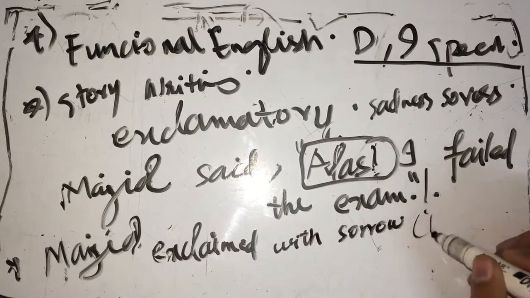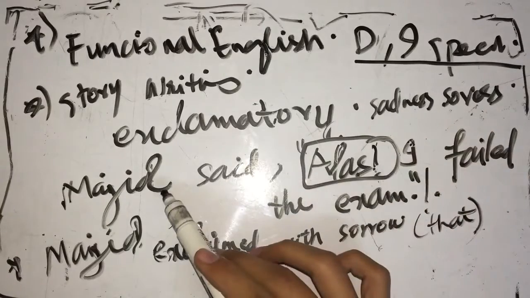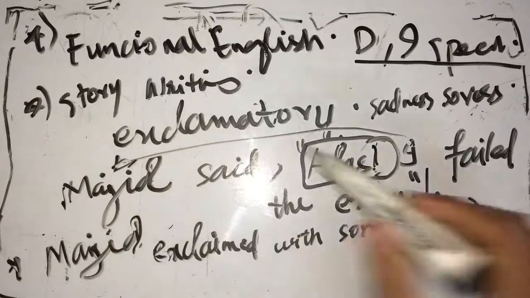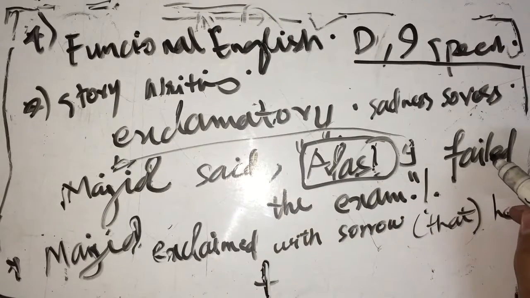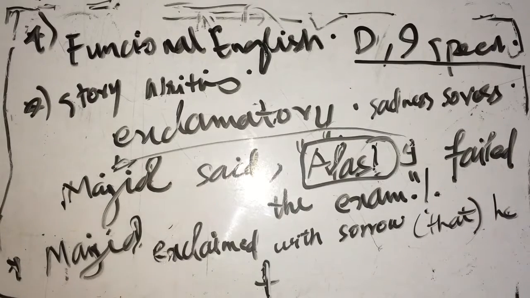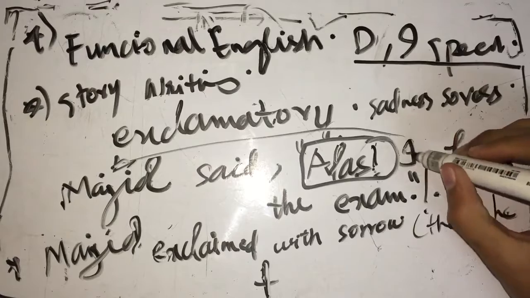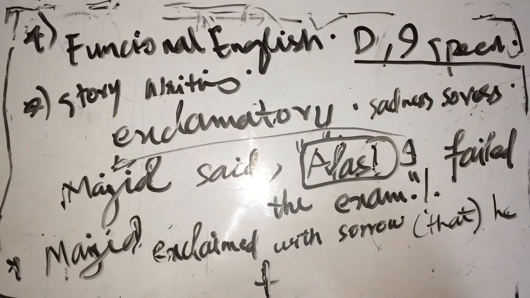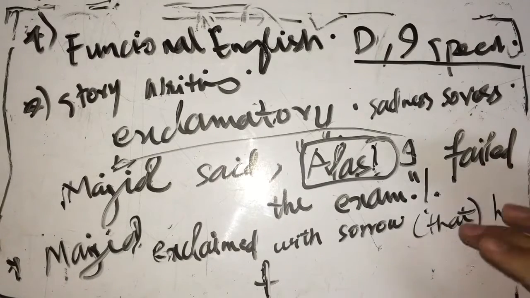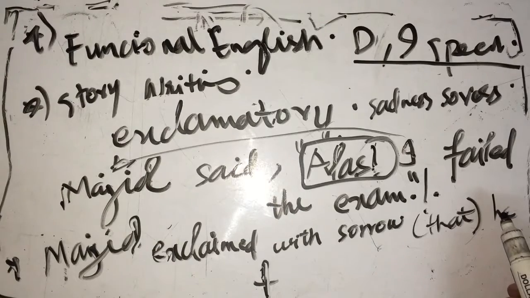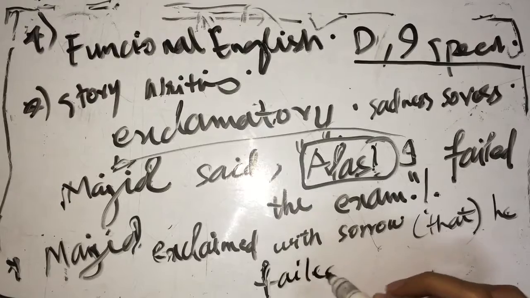So Majid exclaimed with sorrow that he, because I is directly linked with Majid and Majid is he. So we are going to say Majid exclaimed with sorrow that he failed. And this sentence is in a past tense. When you have a reporting speech in a past tense, and a reported speech is also in the past tense, your past tense gets converted into the past perfect. But if the reported speech happened before the reporting speech, here in the reported speech we don't know the time when he failed, or the time is not specifically mentioned here. So we'll have to write this sentence as Majid exclaimed with sorrow that he failed the exam.